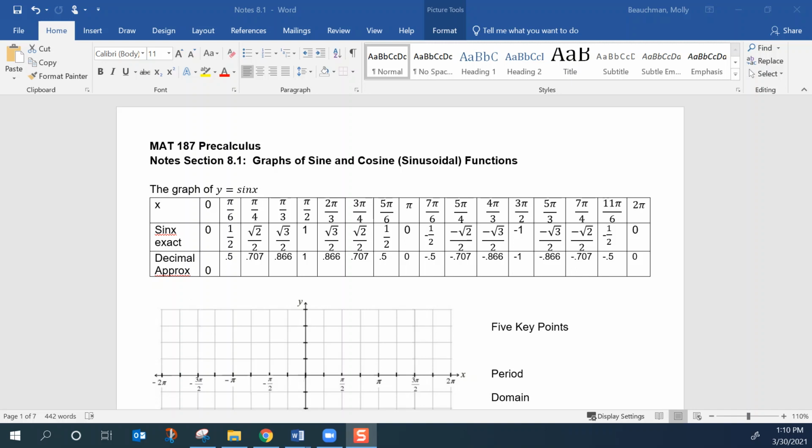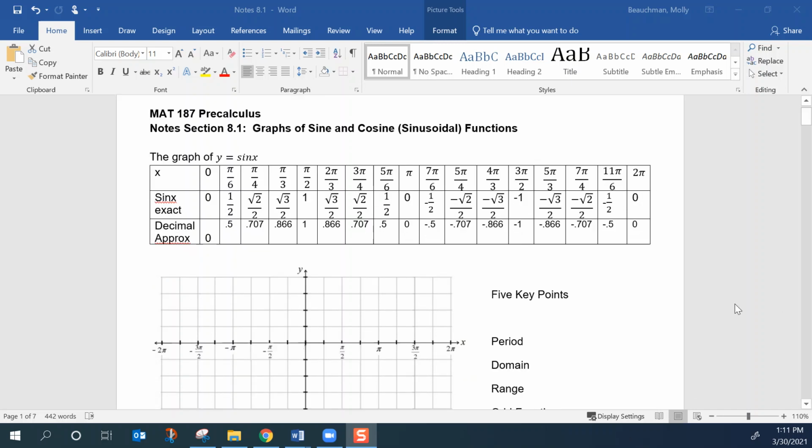In this video, we'll take a look at the graphs of the sine and cosine functions. You'll also hear them called sinusoidal functions, and that refers to either the sine or the cosine. So let's take a graph of y equals the sine of x as a function.